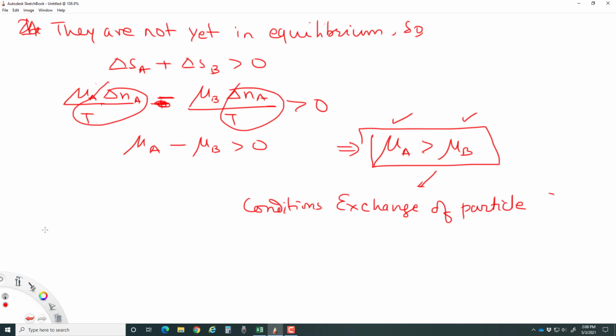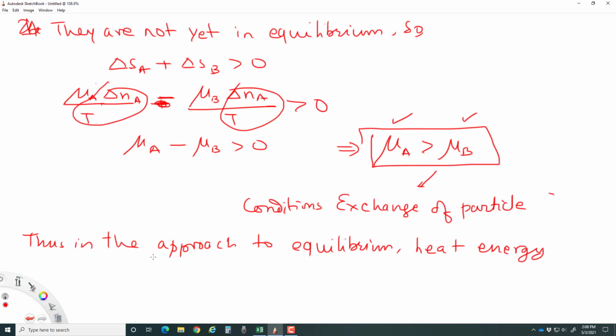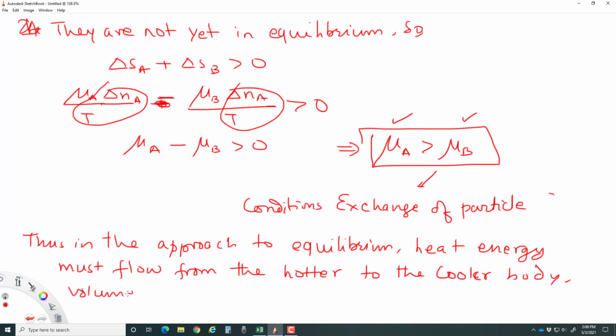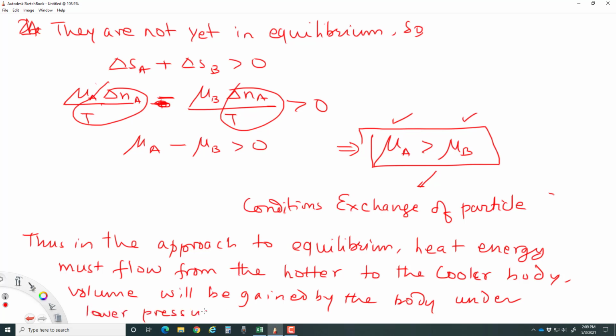Okay, so thus in the approach to equilibrium, heat energy must flow from the hotter to the cooler body, and then volume will be gained by the body under lower pressure at the expense of the other.